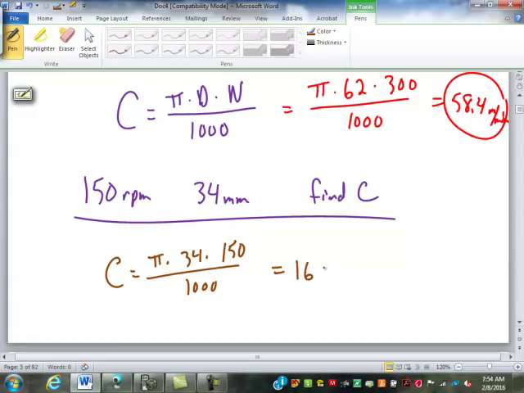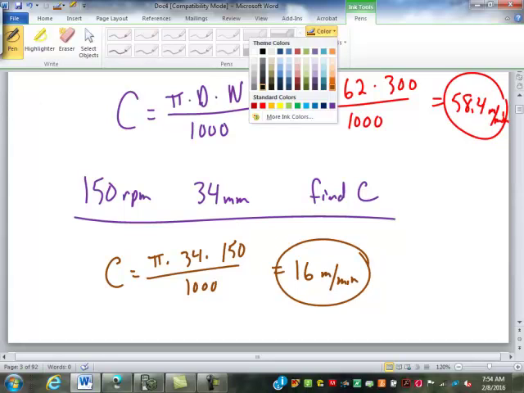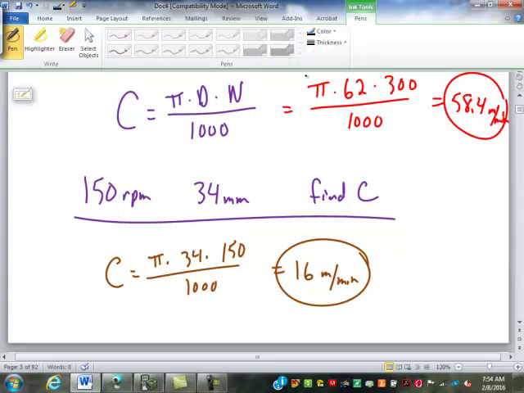16 meters per minute. That's a little slow. That's roughly 50 feet per minute. That's running a little slow. But you noticed I made the RPMs lower and the tool smaller, the diameter smaller.